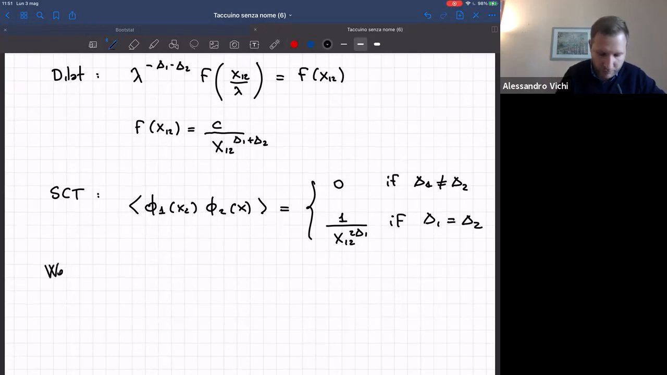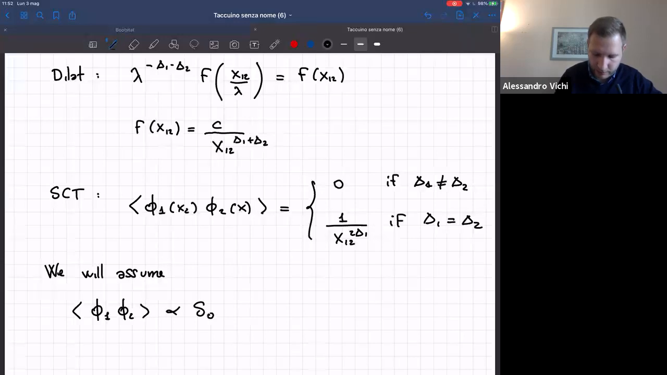So we will assume from now on that the correlation function of two scalars, in this case phi 1, phi 2, is proportional to the delta in the space of operators, not only in the space of dimension. So I imagine I diagonalize the space of operators with the same dimension.